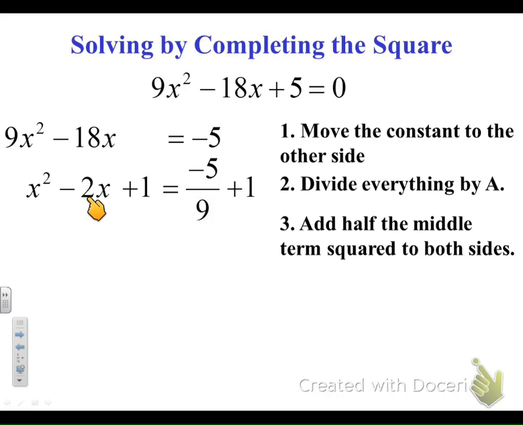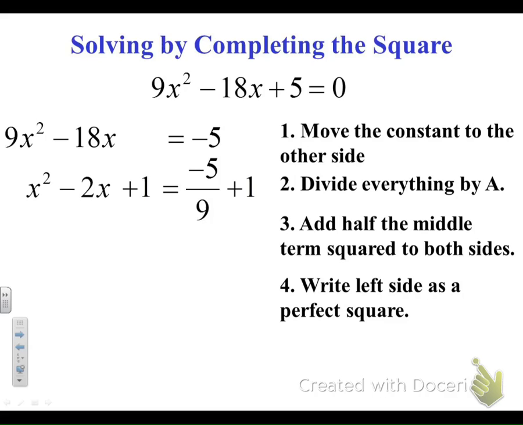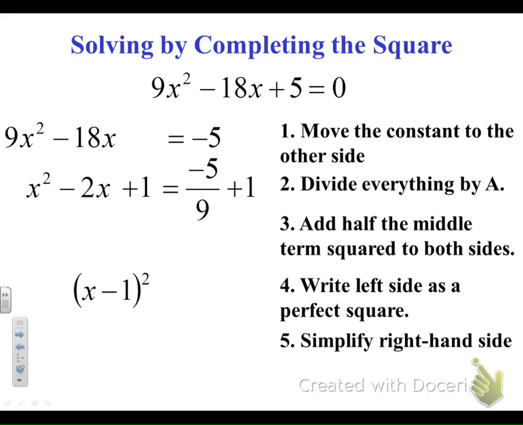What multiplies to 1 and adds to give you negative 2? It's negative 1 and negative 1. So I'm going to write the left side as a perfect square, turning it into x minus 1 quantity squared, equaling, well, let's simplify that right-hand side, 4 ninths. This is going to continue on a new slide.